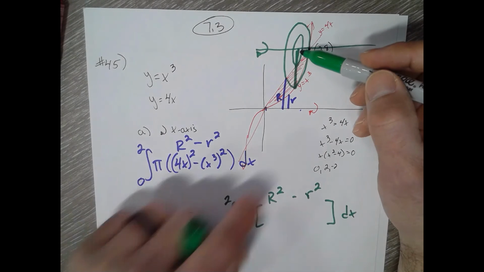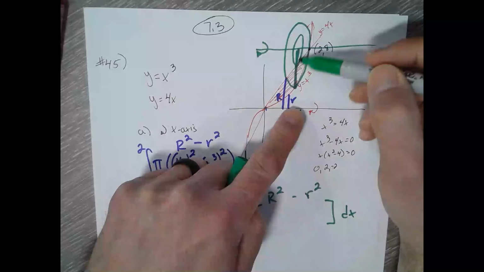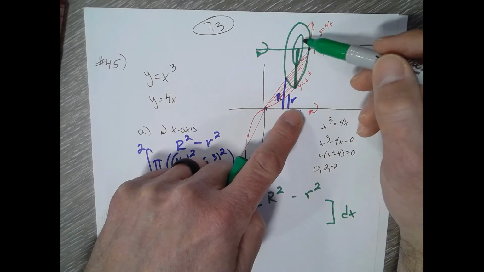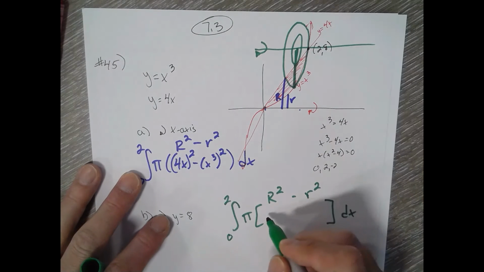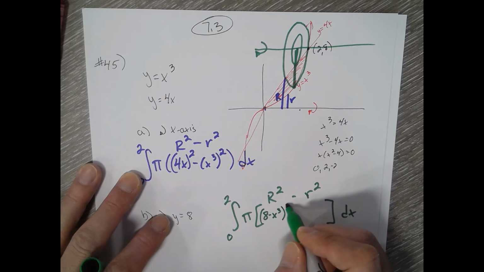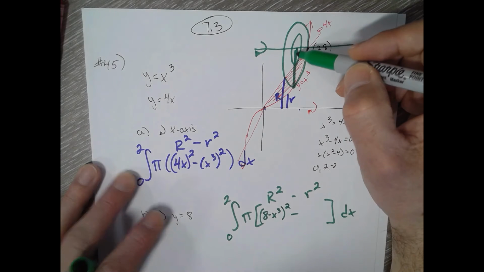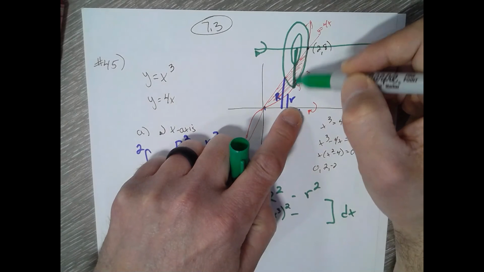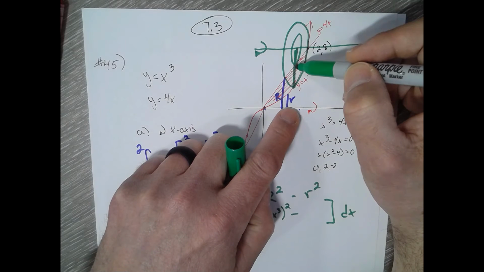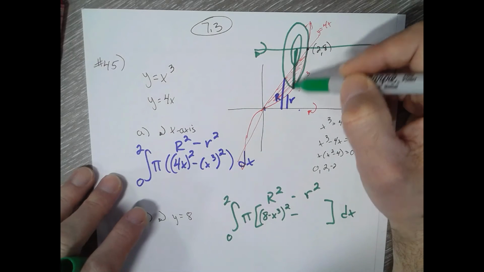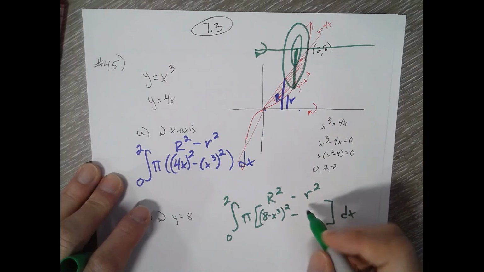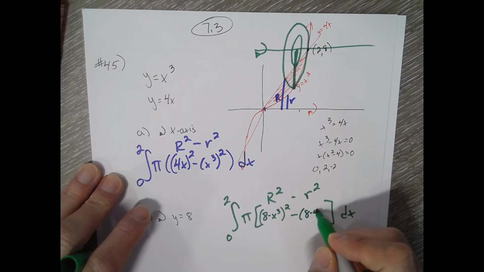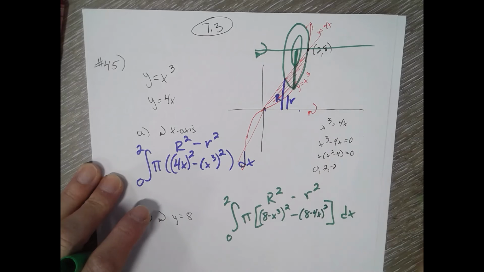So this is my big R, so it'll be the whole distance minus this part, so it'd be 8 minus y, so it'd be 8 minus x cubed. And your little r is this whole part minus this y, so it's 8 minus whatever that y is right here. Well, that's 4x, so it'd be 8 minus 4x, squared.